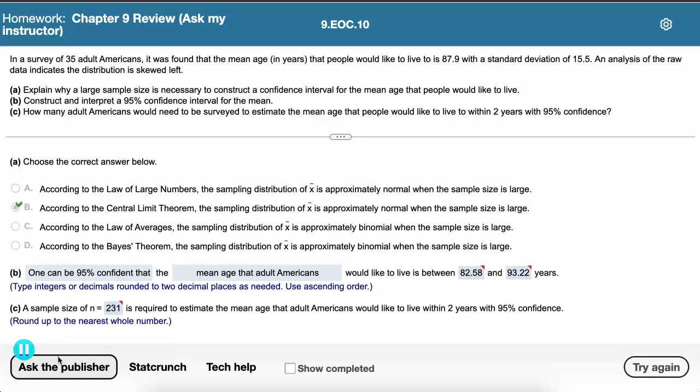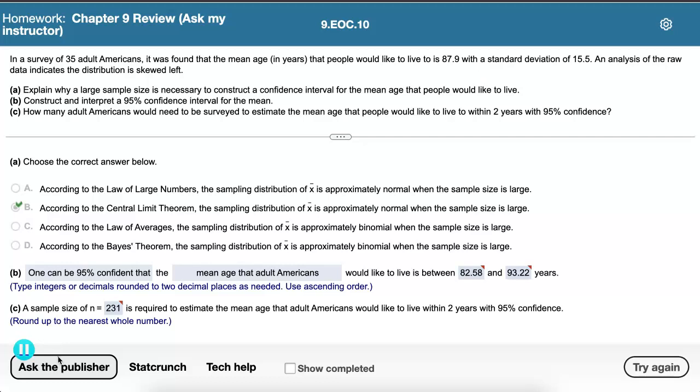Take a moment to pause this video to read the full problem statement. The main thing I want to focus on here is really Part B. I'll get into a little bit of Part C as well, and what the thought process is that you could use to decide what type of either formula or technology you can use to find this confidence interval.